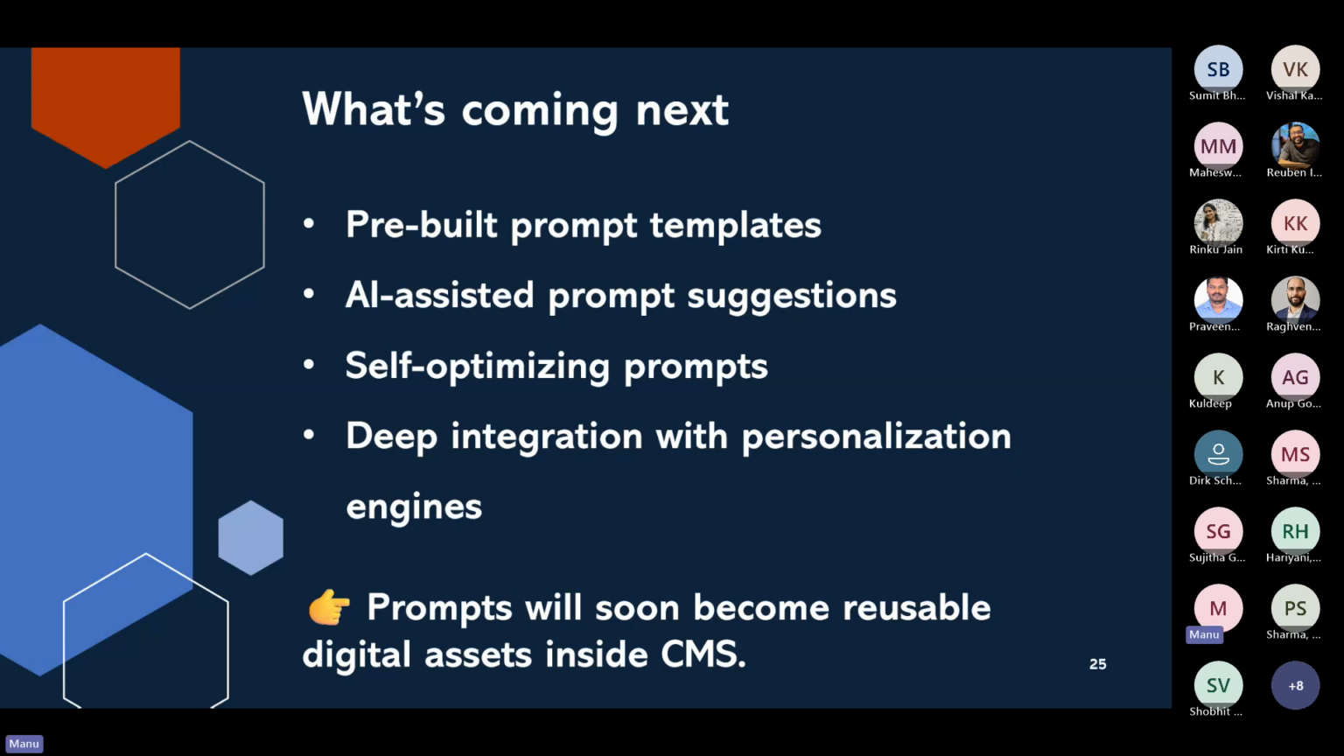If you see the last thing, prompt will soon become a reusable digital asset. Earlier we were saying templates are reusable assets, data is a reusable asset, and we are reusing our modules. But now prompt will also be added to the same set, and it will be reusable. And definitely, you are getting an idea of how big the picture is, because Sitecore AI is there, we have AI agents, and prompt is what is going to drive them.